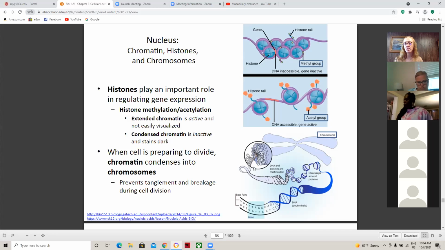There's a lot of ongoing research looking at histones because we know that they're the key to whether or not genes are expressed or not.